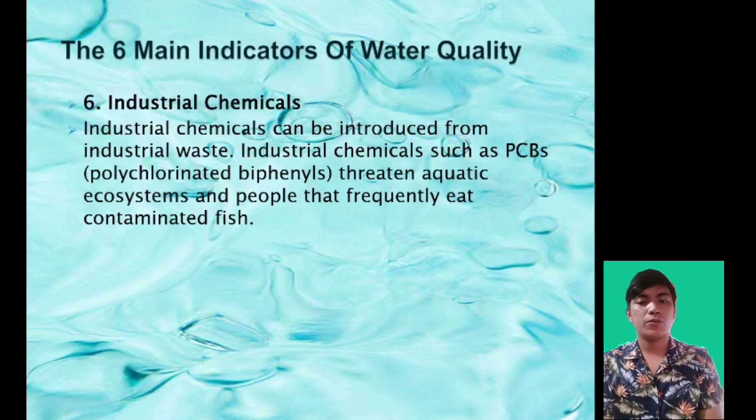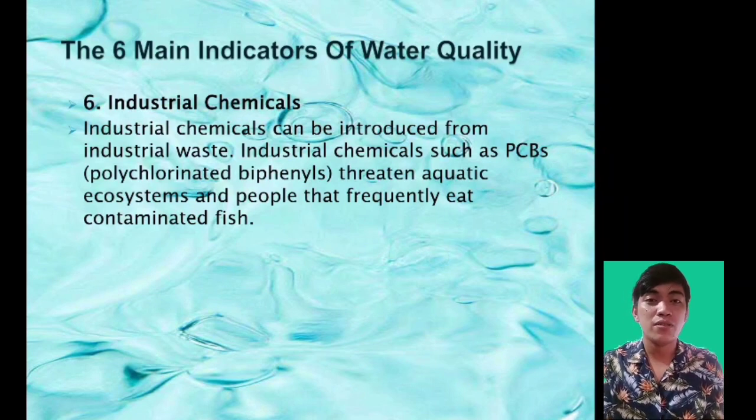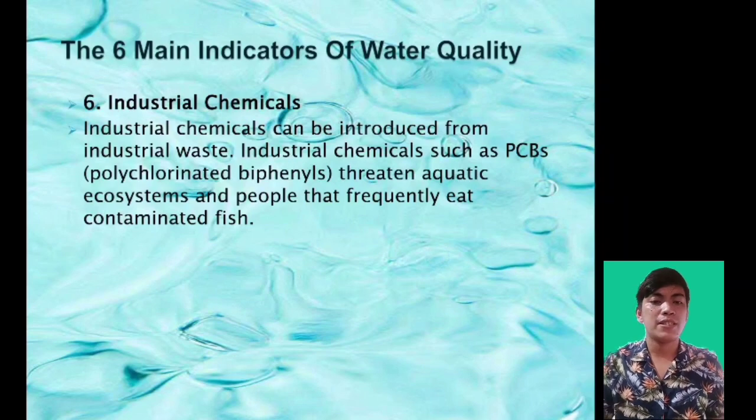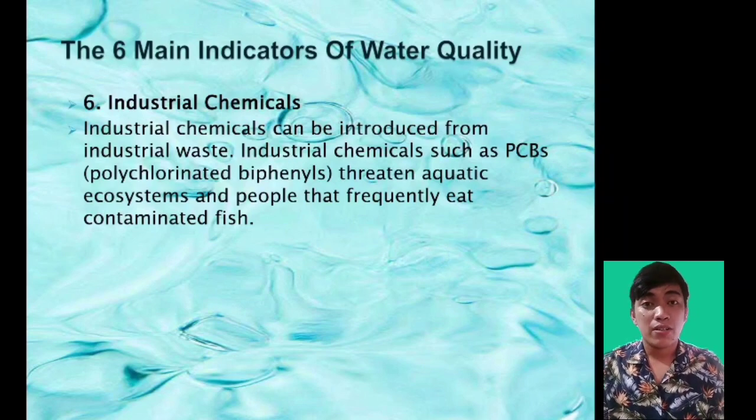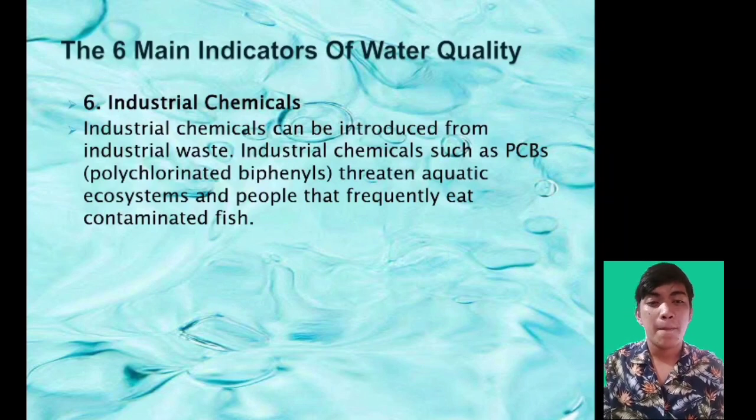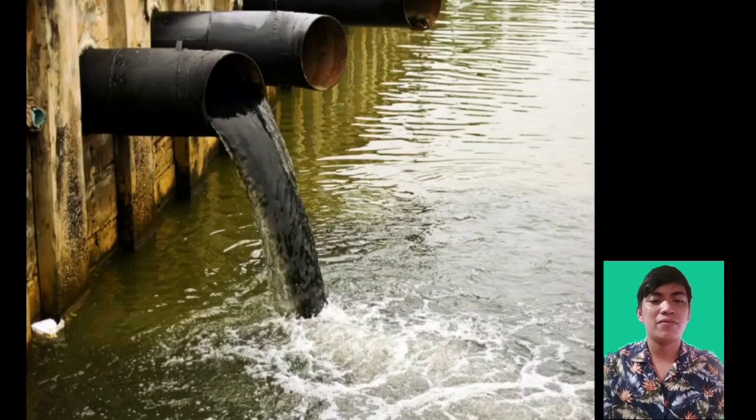PCBs are known to have negative effects on the immune system, nervous system, reproductive system, and endocrine system of living creatures, because PCBs can resist biological, chemical, and thermal degradation. It is extremely difficult to break them down in the water system.